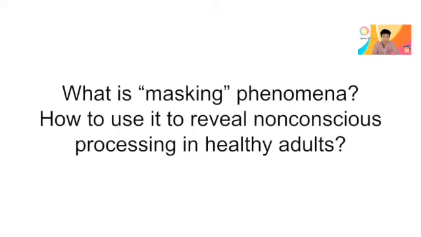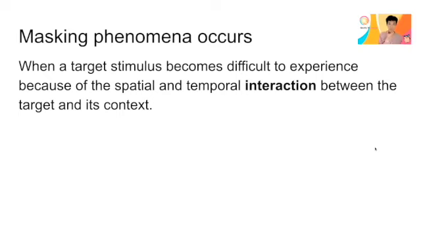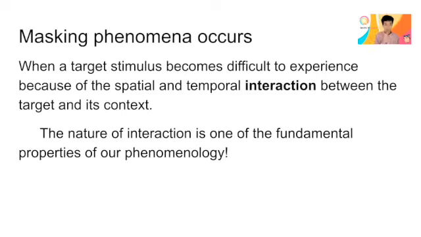What is the masking phenomenon? How can it be used to reveal non-conscious processing in healthy adults? Masking occurs when a target stimulus becomes difficult to experience because of the spatial or temporal interactions between the target and its context. Context in space or context in time. And usually it's both. The nature of interaction between a stimulus, such as a target, and the context is one of the fundamental properties of our phenomenology.